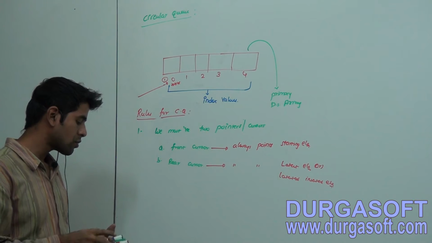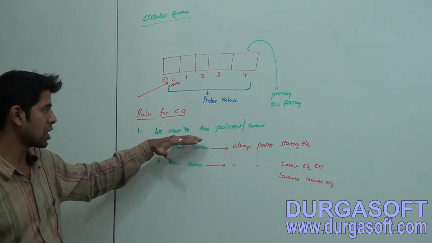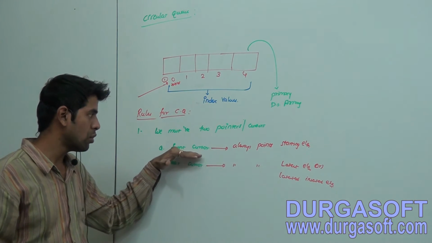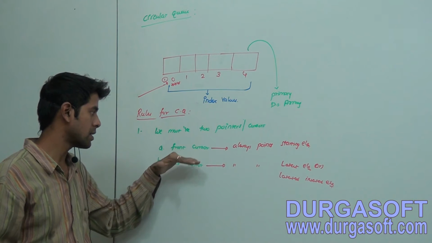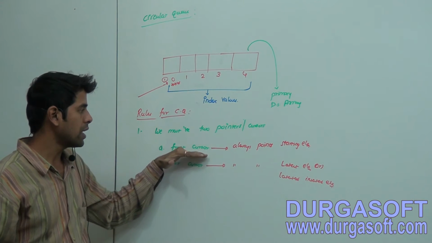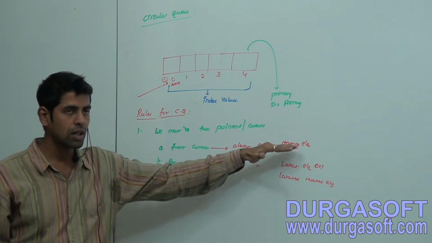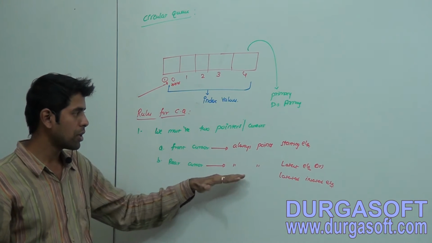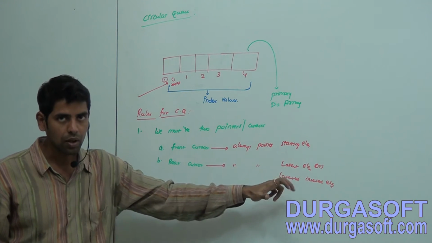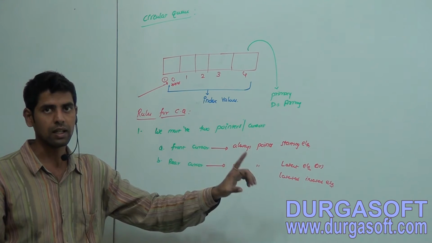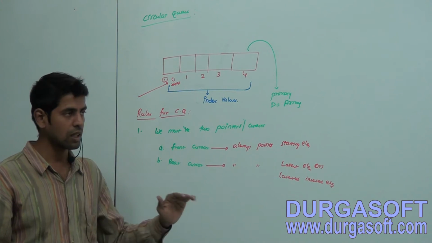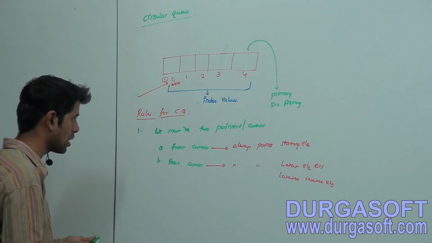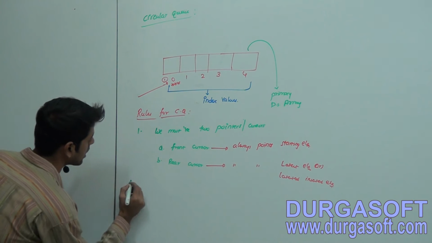Now what is our first rule? We must have two pointers or cursors, and those two cursors are front cursor and rear cursor. Front cursor always points to the starting element, and rear cursor always points to the latest element or latest inserted element. Till here no doubts, I hope. Now come to the second point.